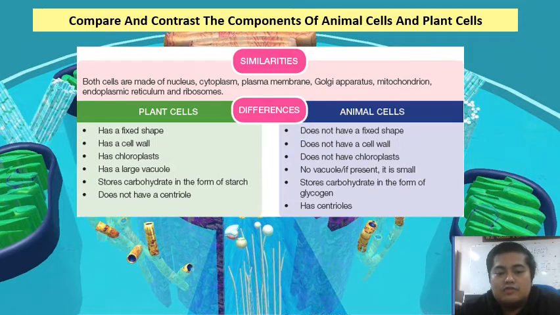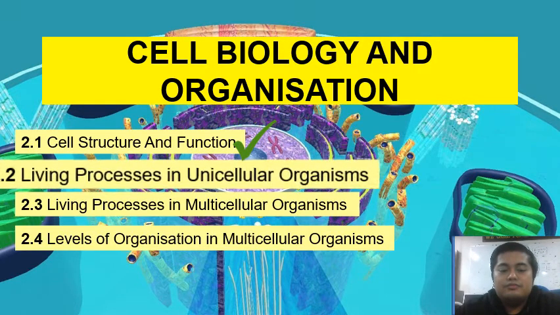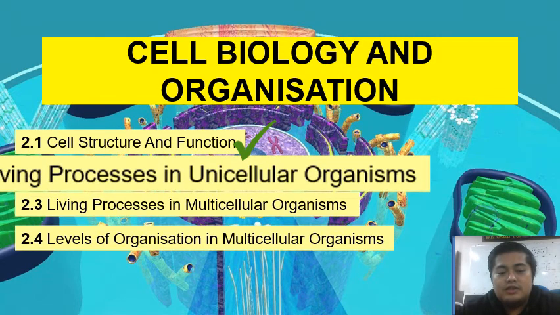Plant cell has a large vacuole, while animal cells sometimes have a small vacuole, but sometimes they do not have any vacuole. So plant cells store carbohydrate in the form of starch, while animal cells store carbohydrate in the form of glycogen. Plant cell does not have centriole, while the animal cell contains centriole. So that is all for subtopic 2.1. So we're going to continue with subtopic 2.2, which is living processes in unicellular organism.